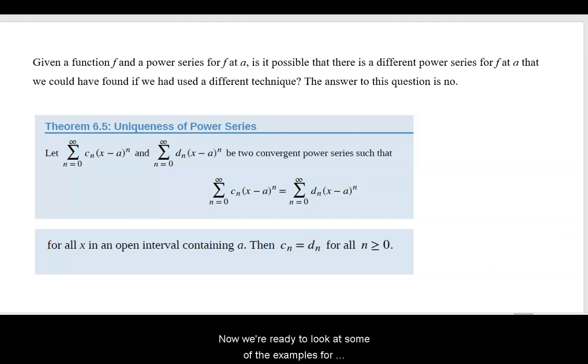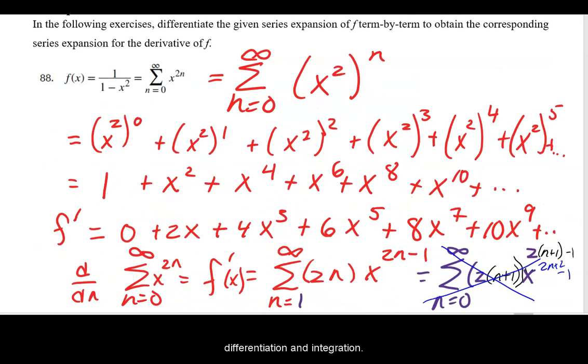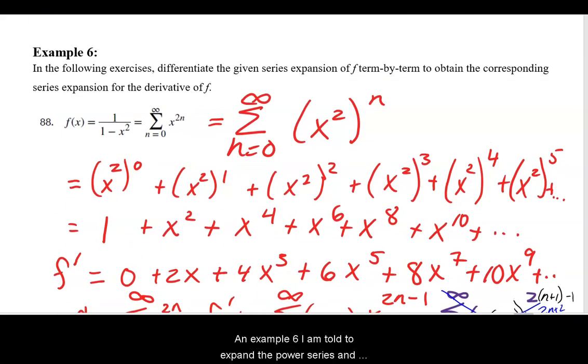Now we're ready to look at some of the examples for differentiation and integration. In example 6, I am told to expand the power series and differentiate term by term to find a power series expansion for the derivative of the function f. The first thing I did was to rewrite x to the 2n as x squared to the nth power. When you have one base and two powers, you multiply the powers together. This puts it more into the power series formula.